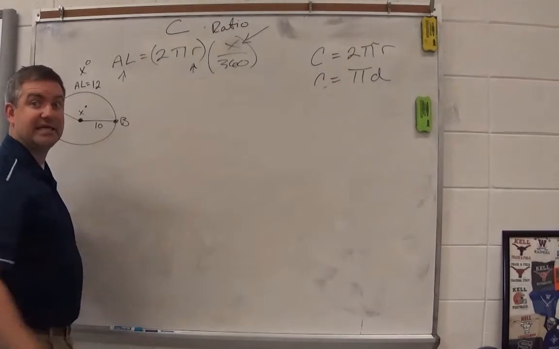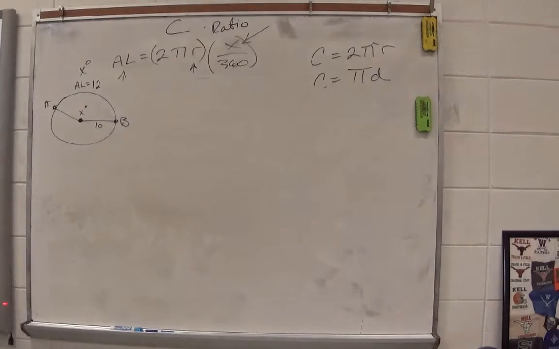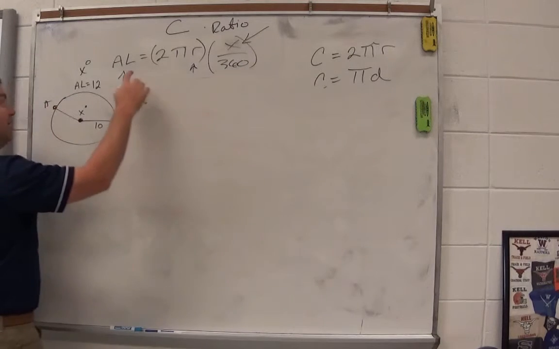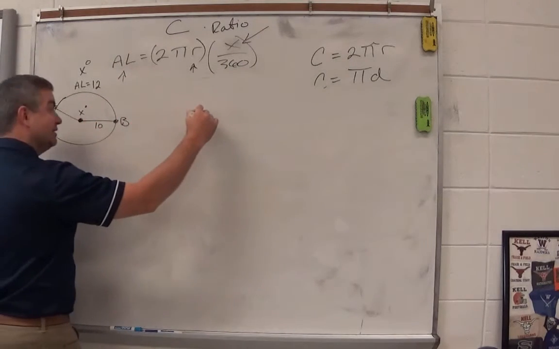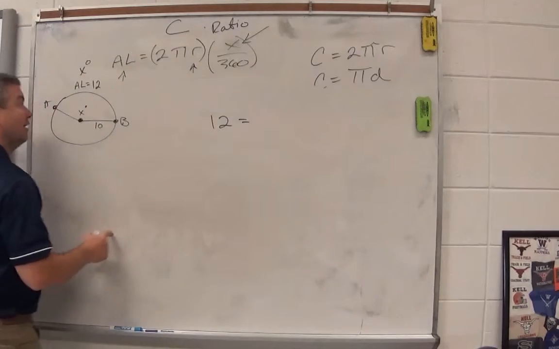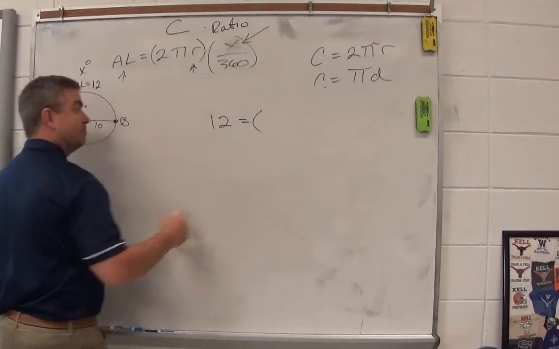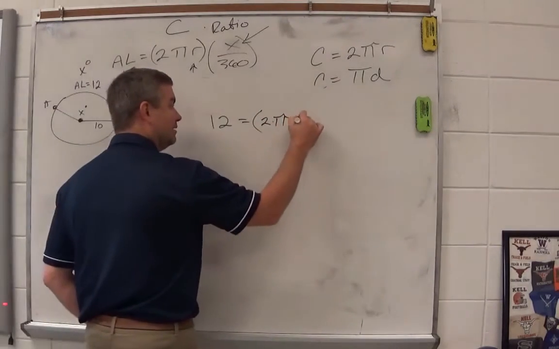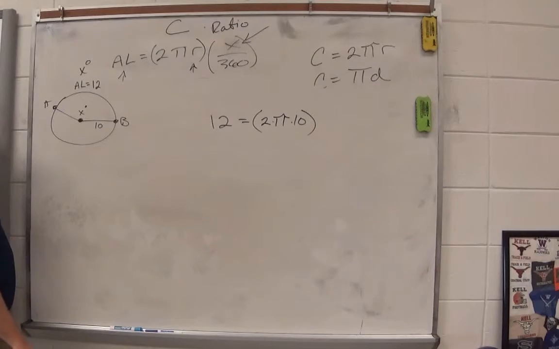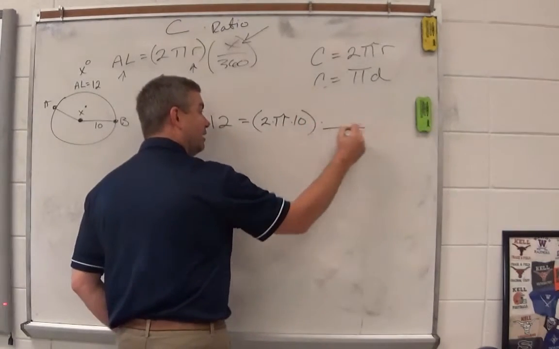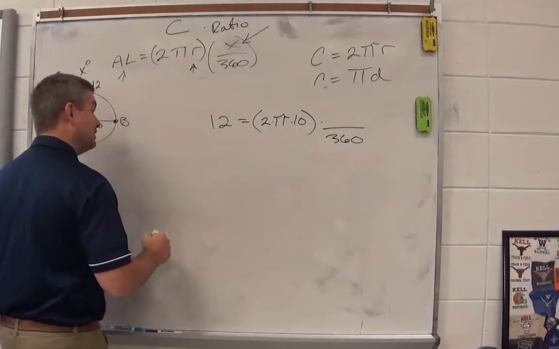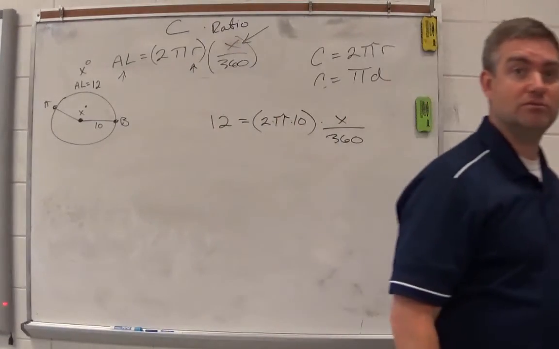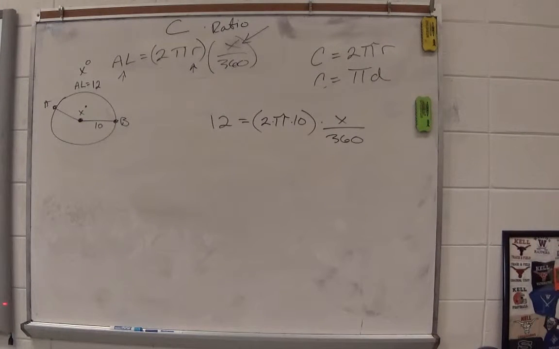All right, who thinks that they can set this up for me and write it all the way out? Maggie, way to volunteer. Here we go. Here's the formula, so plug in. What do you know? Equals what? 2 pi times what? 10? Outstanding, you're doing great. Times something over 360. What is that something in this case? It's your x. It's your unknown. It's the value that you're trying to find.